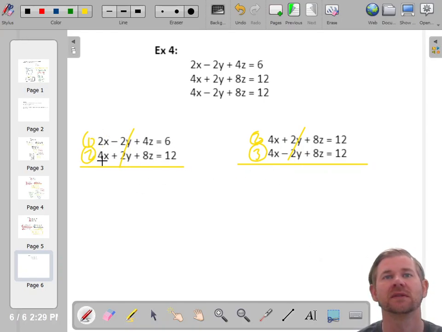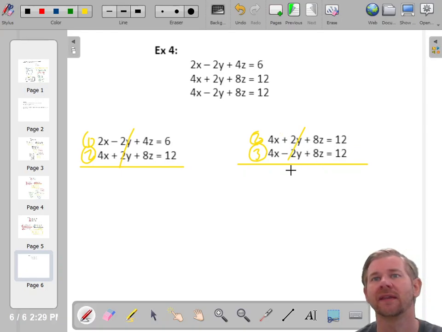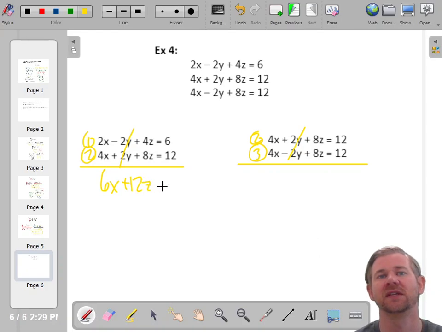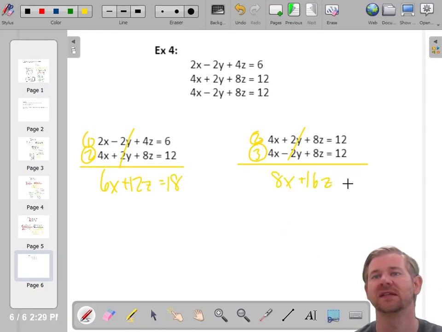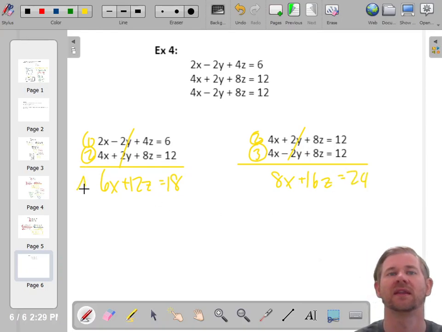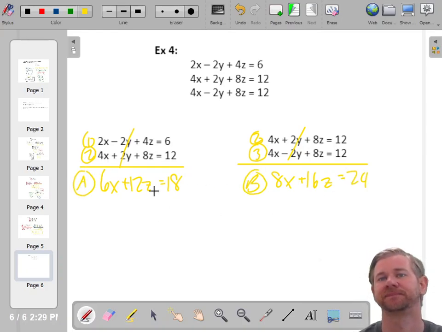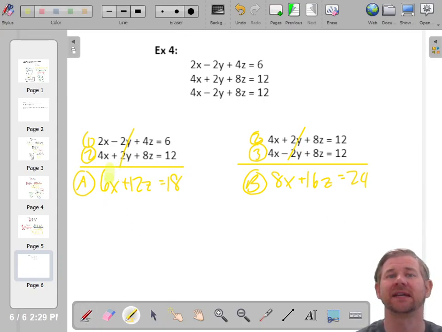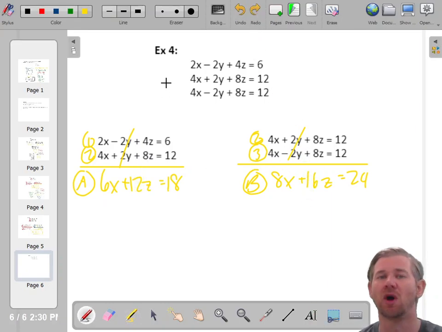2x minus 2y 4z. That's the first 2. Yeah, that's the second 2. Okay, so y goes away. 6x plus 12z equals 18. And here, 8x plus 16z equals 24. That's line A. That's line B. Now, this system's kind of annoying because 6 doesn't go into 8 and 12 doesn't go into 16, so we need to mess with both of them. We need to think of a common multiple. I'll probably do the x's. So 6 and 8, what's a common multiple?